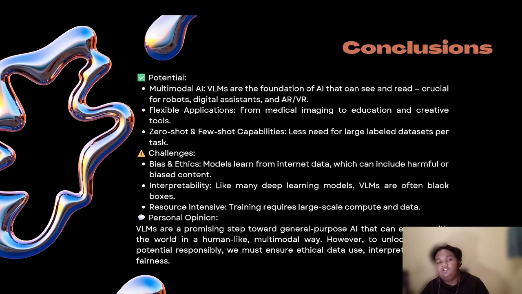Challenges for this technology: bias and ethics. This model learns from the internet, whose data can include harmful or biased content. Next is interpretability. Like many deep learning models, VLMs are often black boxes. The last is that they are resource intensive. Training requires large scale compute and data, and it takes more time to train.